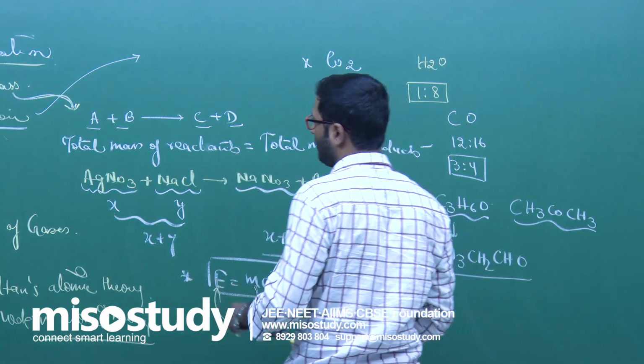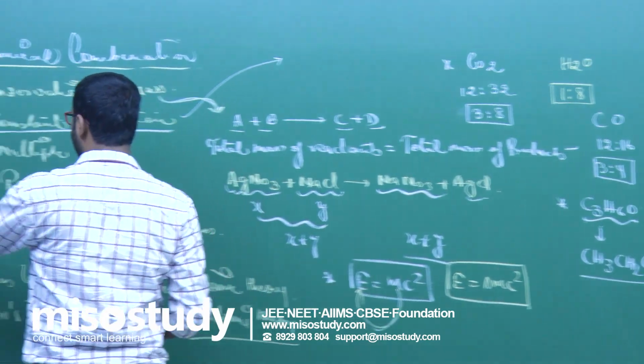Now the next one, the law of multiple proportion. This law was given by John Dalton.